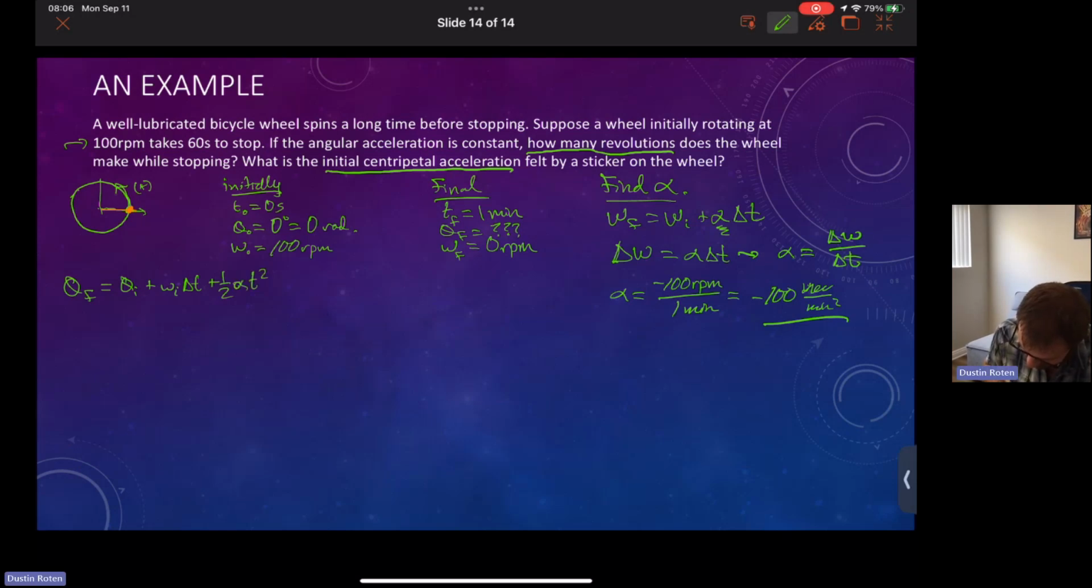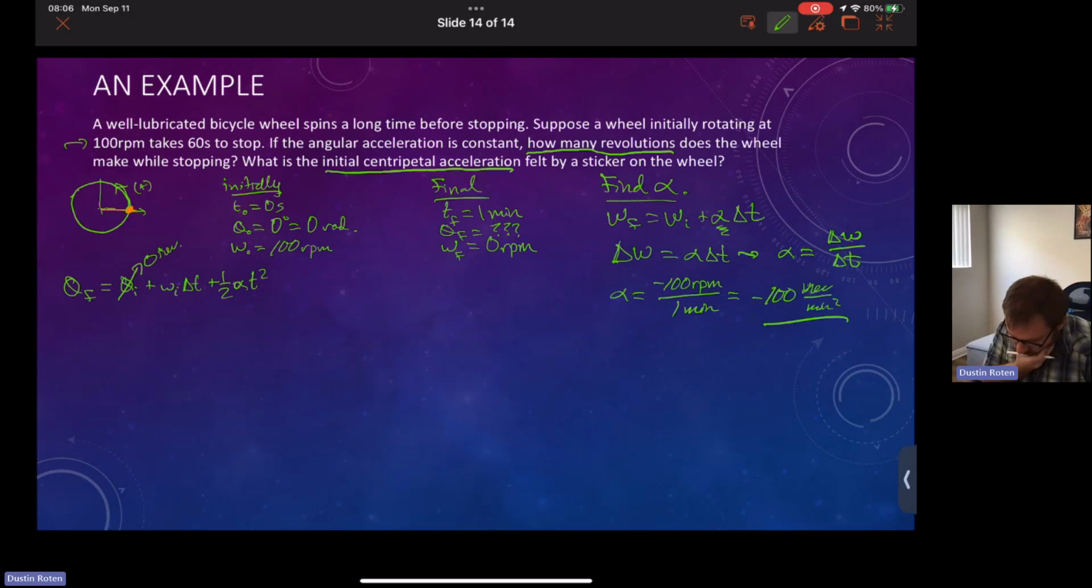Alpha t squared. All right. So let's see what's going to happen here. Well, we know from up here initially, this is 0 meters or 0 radians. We can call it degrees, whatever. That's 0, it goes away. Since we're working in revolutions, we'll say this is 0 revolutions.